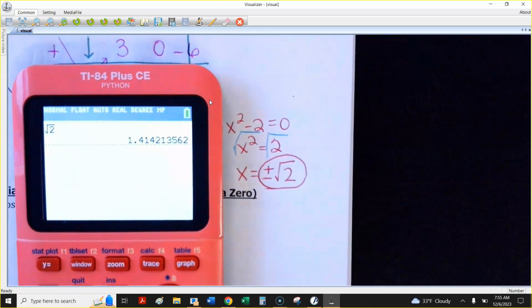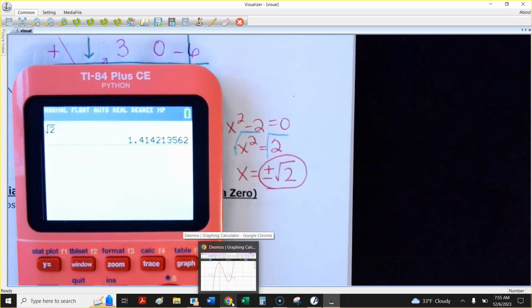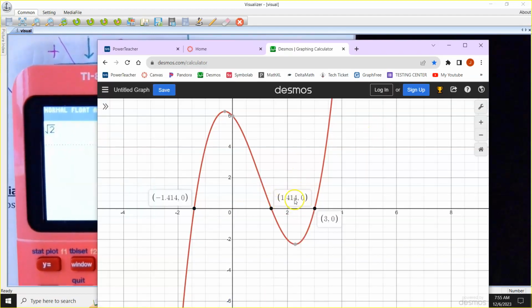Okay, there's the decimal for the square root of 2, right? Let me go back to that graph. It's 1.414, blah, blah, blah. So do you guys remember from the graph, the Desmos is just rounding that, but that's what these 2 answers are. That's your square root of 2 right here. This one's your negative square root of 2.